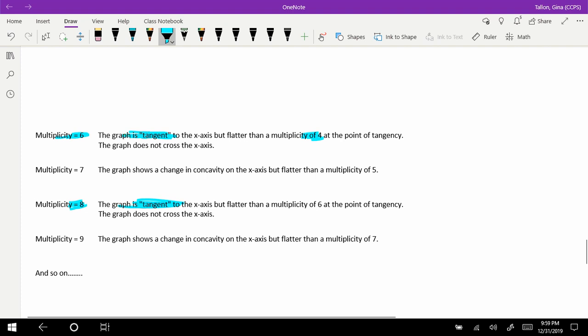And for the odds, it's kind of split a little bit. Multiplicity of 7 is definitely showing a change in concavity, just like multiplicity of 9 shows a change in concavity. They just get flatter and flatter and flatter the higher the multiplicity is. All right, so this maintains itself and you have a vicious cycle bouncing back and forth between having a point of tangency and having a point of concavity change, which is, like I said before, what we call an inflection point in calculus. Alrighty, let's keep on.